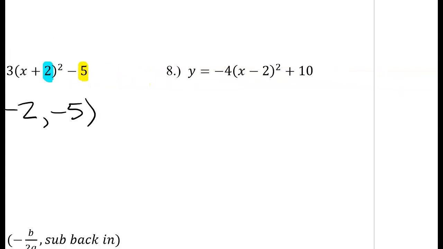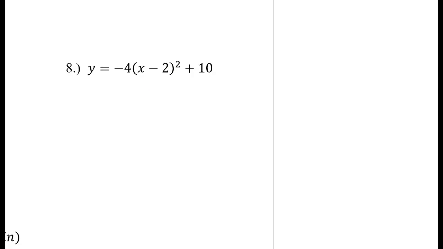All right, the last problem here. We have negative 2 inside the parentheses and positive 10 outside. So this would be a positive 2 and a positive 10. We take the opposite sign inside the parentheses, and outside the parentheses the sign stays the same. And that's how you find the vertex in vertex form.